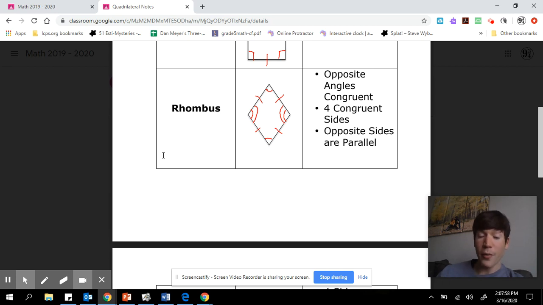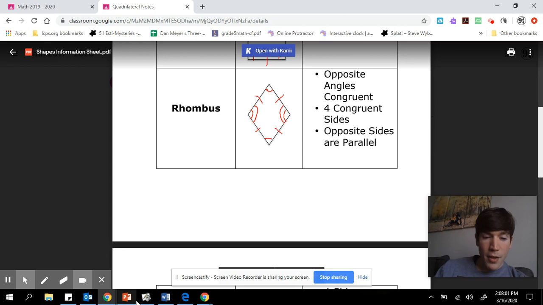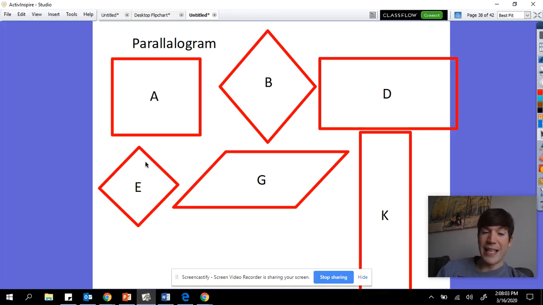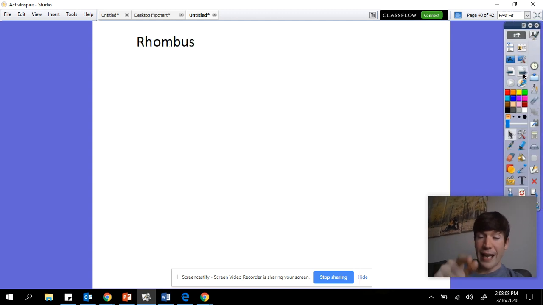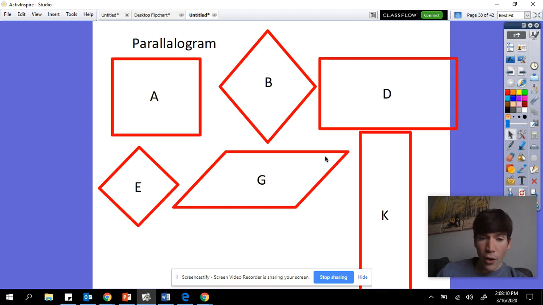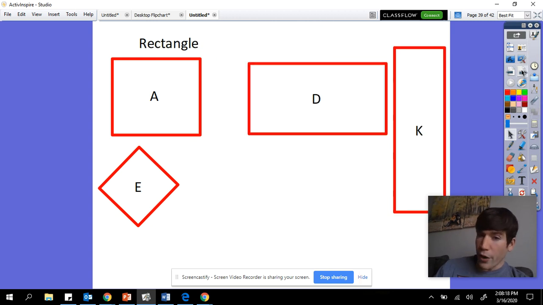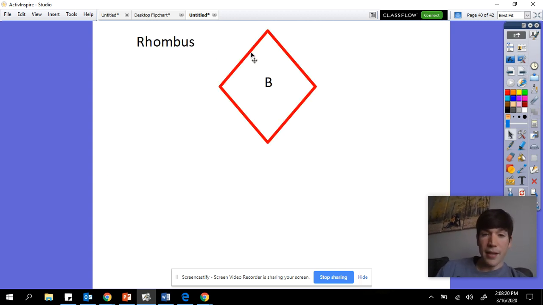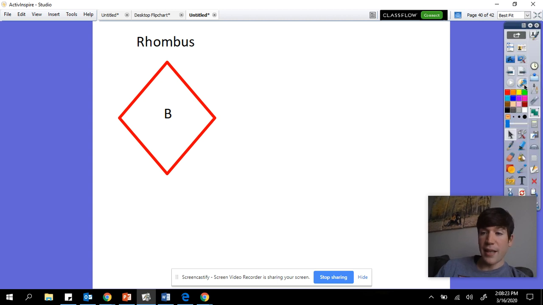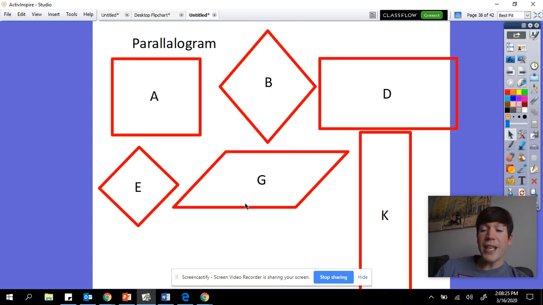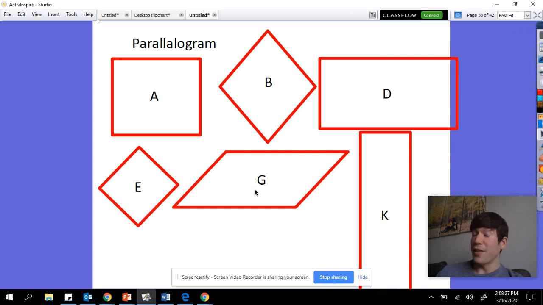So similar to a rectangle in a lot of ways. So when I go back, I'm going to try to classify B and G, and I'm going to think, are any of those fitting into the category of rhombus? B definitely fits into the category of rhombus. It has 4 congruent sides, it has opposite angles congruent, and it has opposite sides parallel. Now, G does not fit into that category, because G does not have 4 congruent sides.